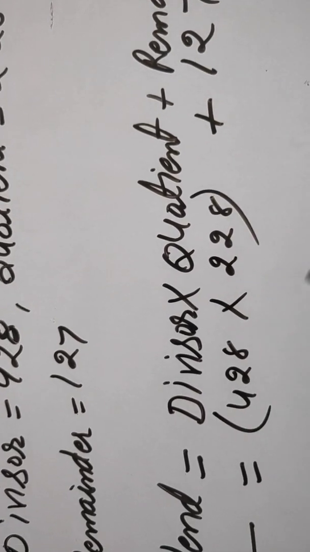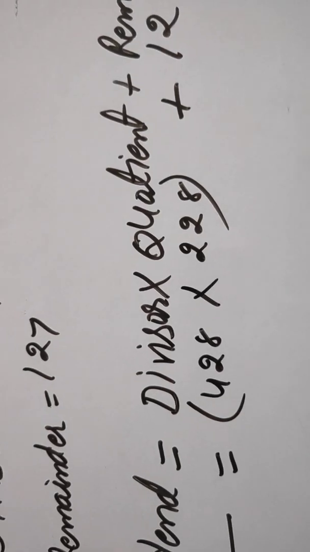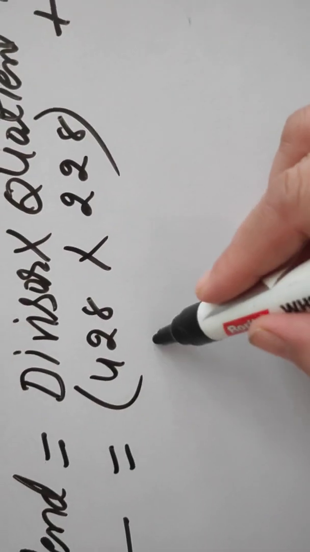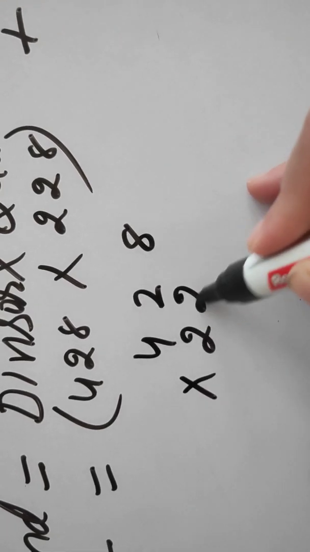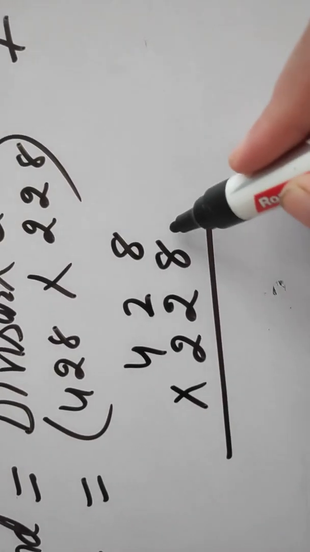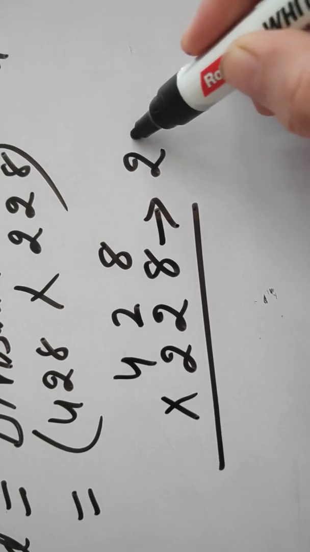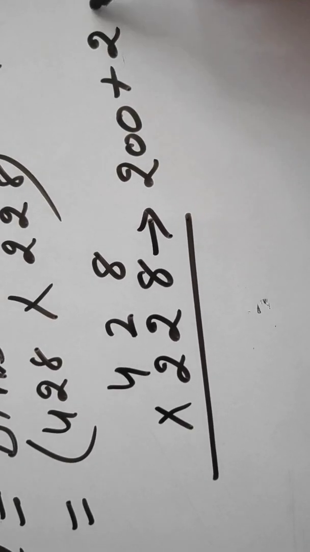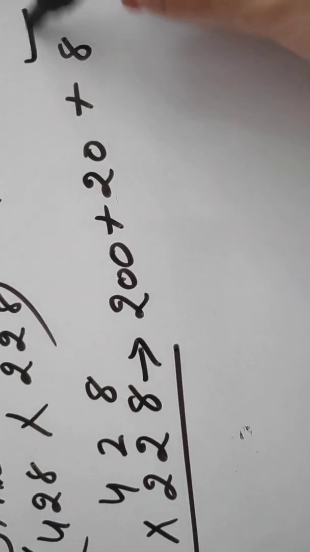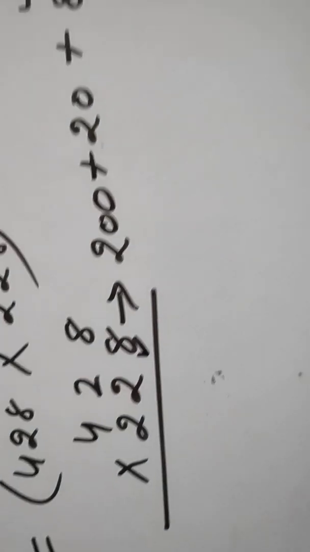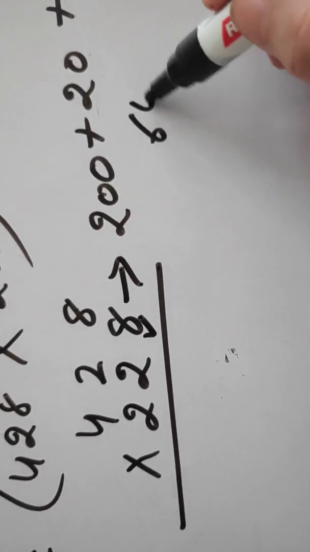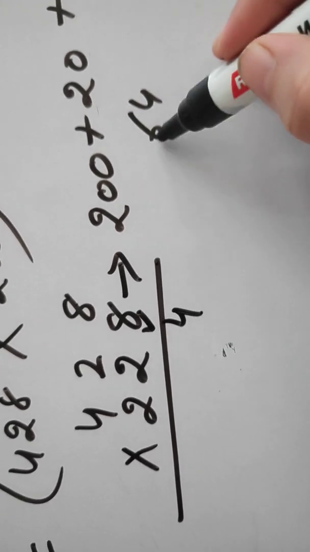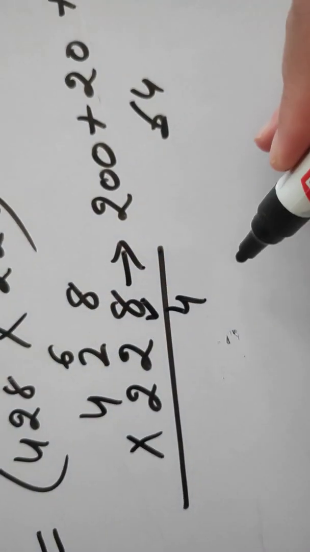So firstly we will multiply divisor and quotient. 428 you will multiply by 228. Expanded form of 228 is 200 plus 20 plus 8. So firstly we will multiply by 8. Read the table of 8. 8 8s are 64. 4 we will write here, and 6 goes as a carry on the tens place.